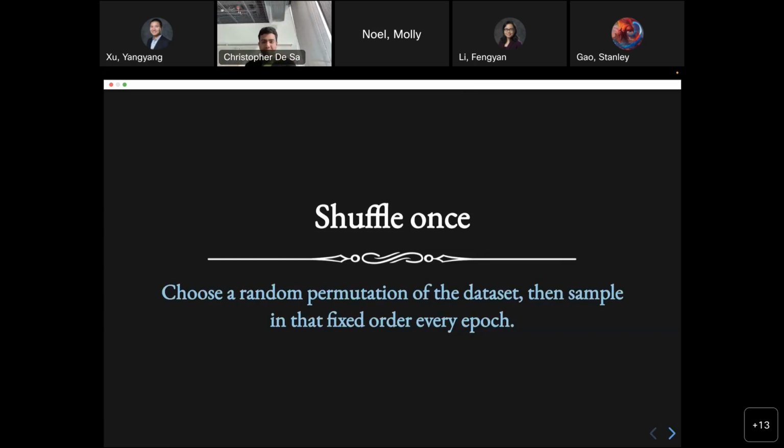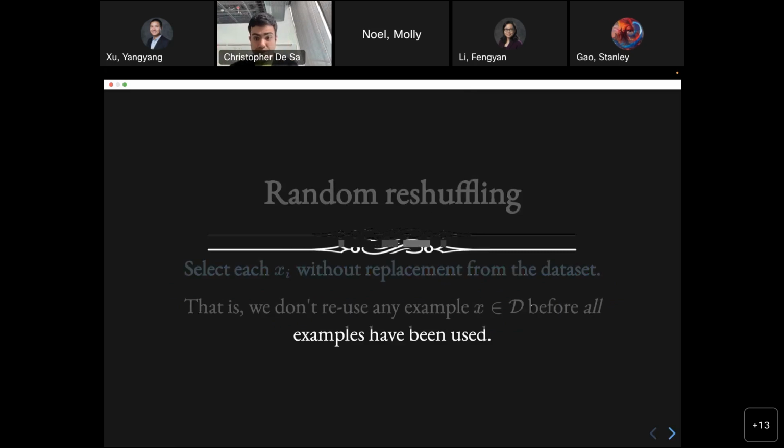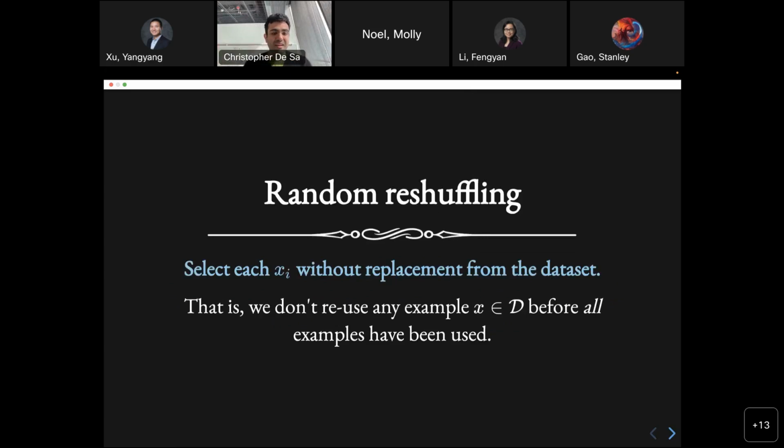So it's more common, rather than doing incremental gradient, to do what's called shuffle once, where you choose a random permutation of the data set and then just run incremental gradient on that. And probably the most popular, actually certainly the most popular example selection method that is used in practice and a default in both PyTorch and TensorFlow is random reshuffling, where you're selecting examples without replacement from the data set.